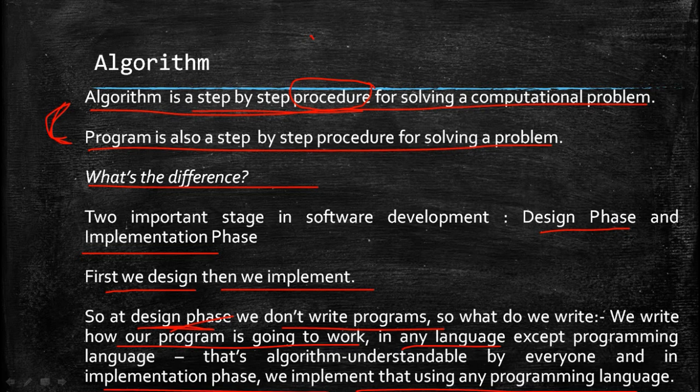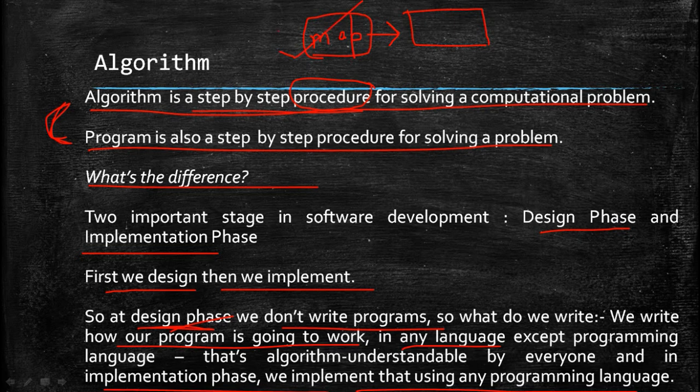Now, if I give you a practical example, then for constructing a house, what do we do? We just go and start constructing the house? No. First, we make a plan or we make a map. Now, that map is drawn on a sheet of paper. Now, after we make the map, we construct the house. So, map is a design phase work.